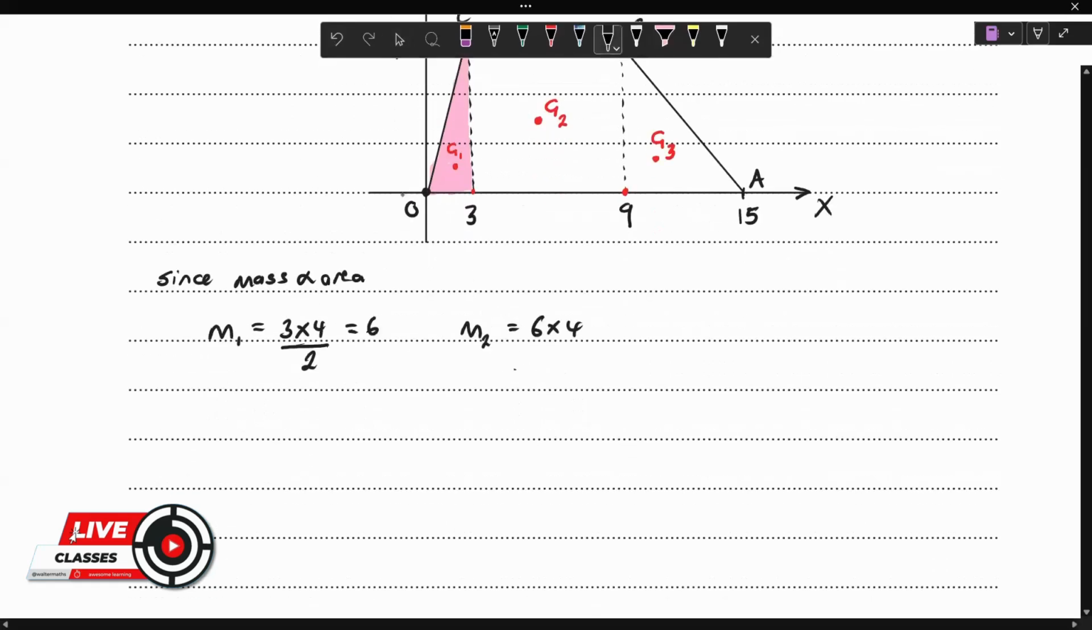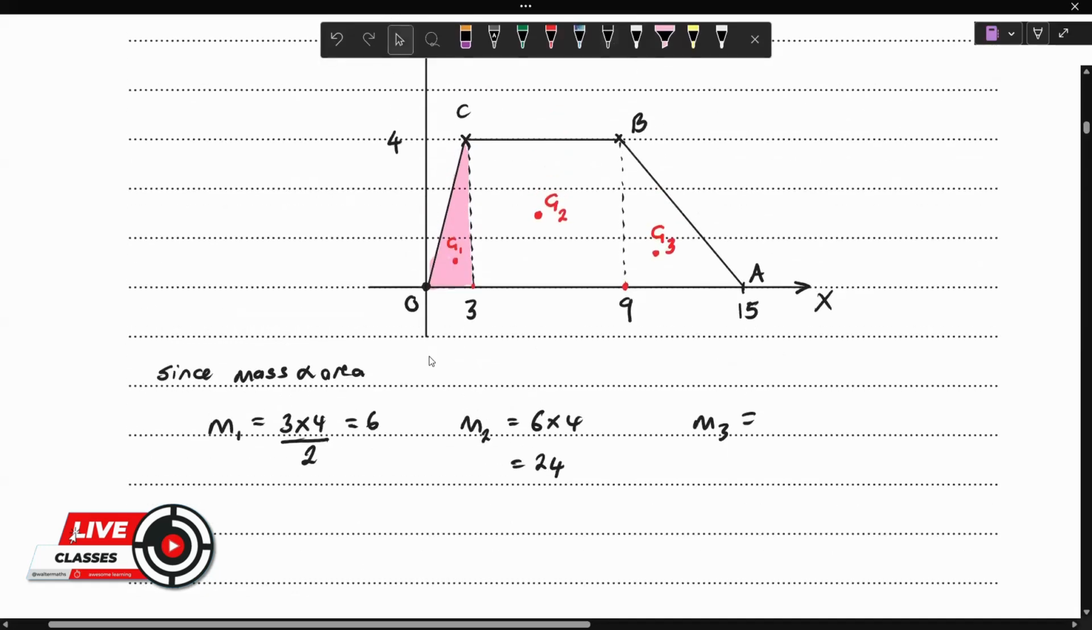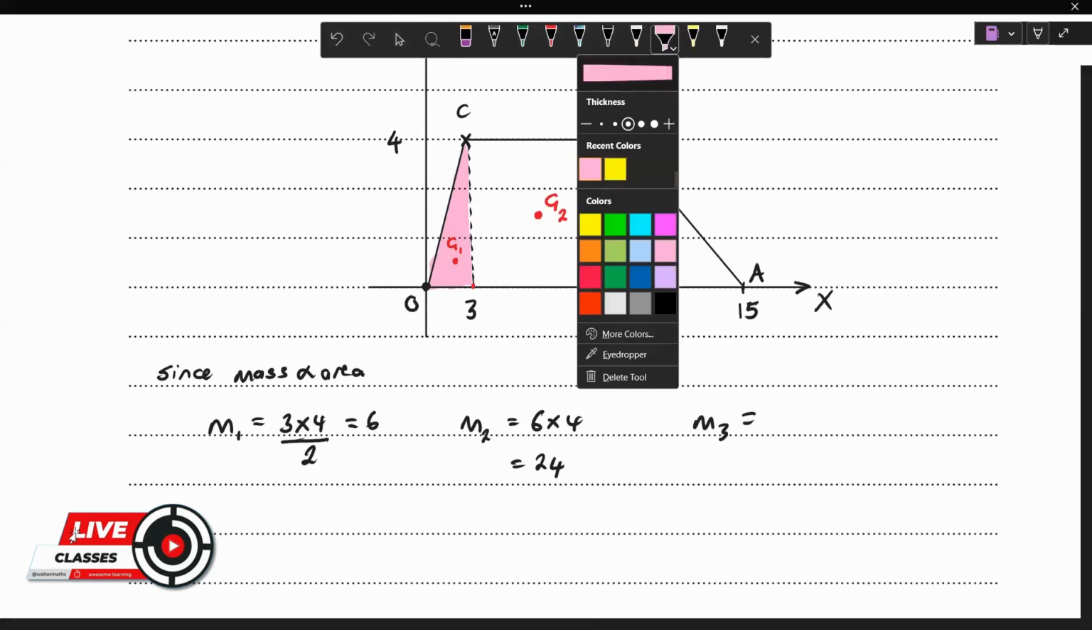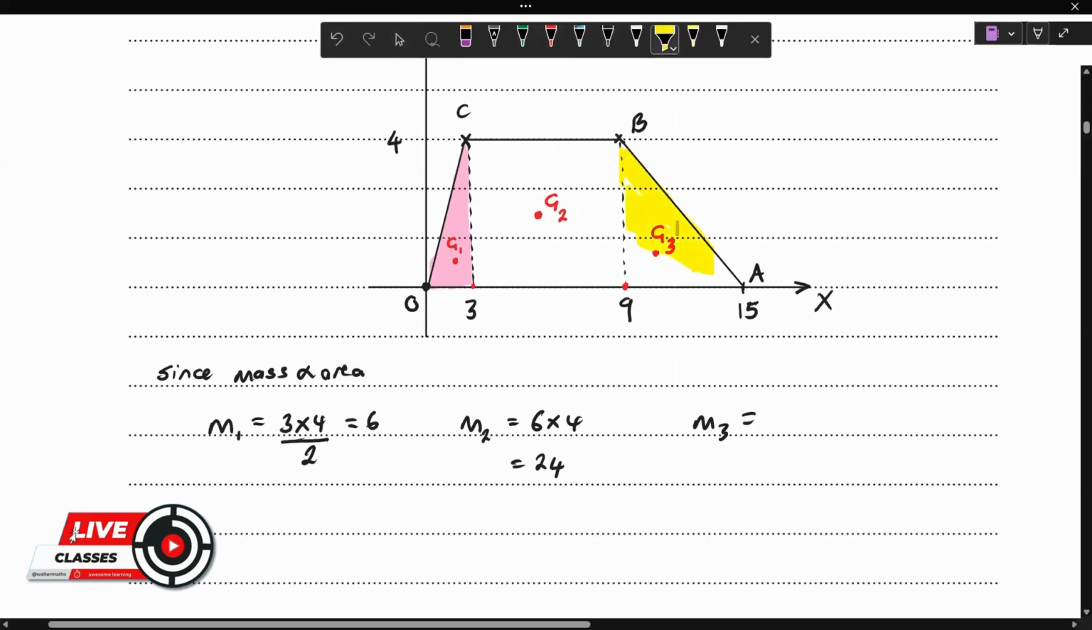And that's 24. So that's going to be the mass. And then M3 would be for the third lamina, which is again triangular. All right, which is this one here. Okay, so for its mass, we'll use the area, base times height over 2. So this here is 6. So it's 6 times the height, 4, all over 2. And this gives us 12.